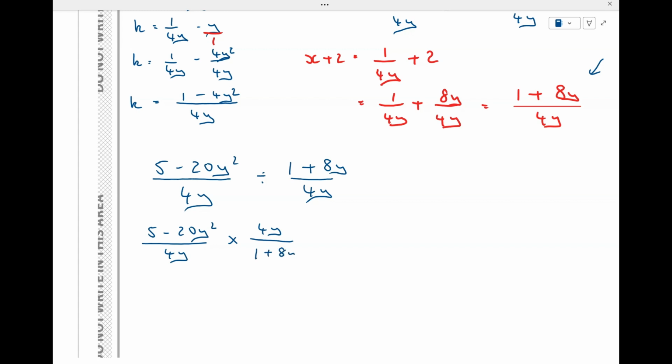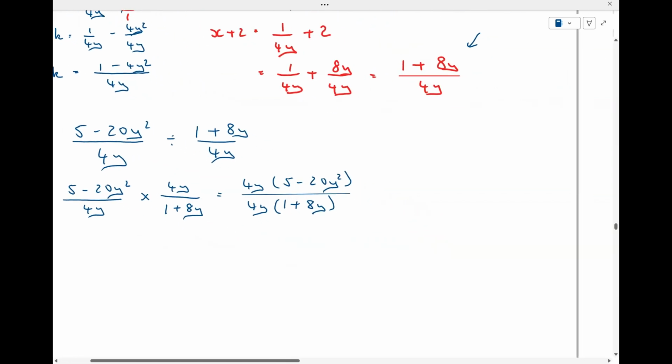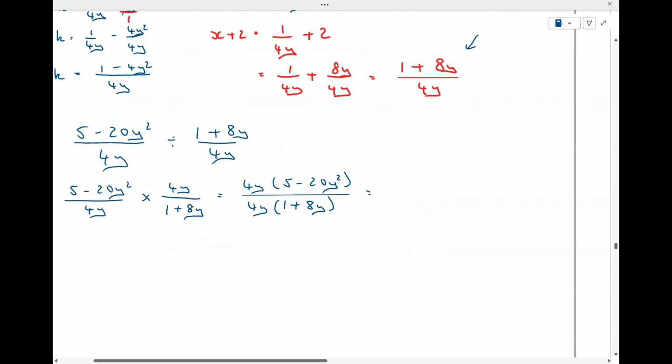Okay. So I'm going to end up with top times top. 4y multiplied by 5 minus 20y squared over 4y. Now look at that. Multiplied by 1 plus 8y. Divide both sides, divide top and bottom by 4y. Happy with that? Leaves me with 5 minus 20y squared over 1 plus 8y.